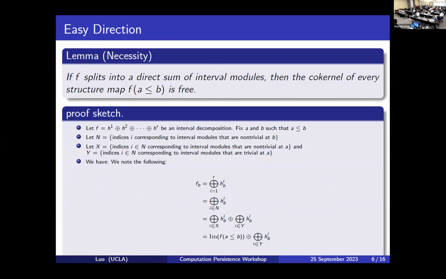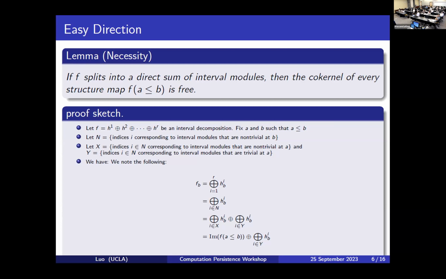if we have an interval decomposition of a persistence module, then we can show that the co-kernel of every structure map is free. So to do this, given our persistence module of interest, we can write it out as a direct sum of interval modules, and then we can fix some A and some B. And then we can essentially choose the indices I that correspond to interval modules that are non-trivial at B. So basically are not zero at the index B.